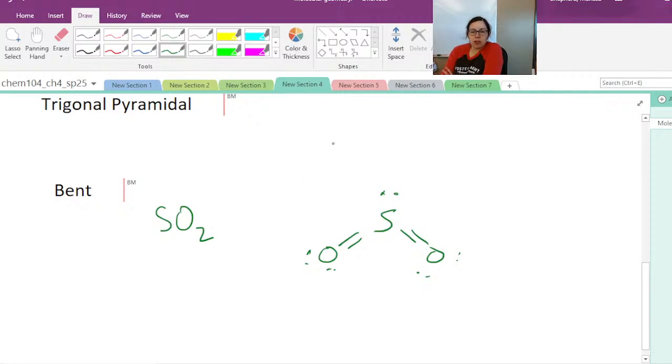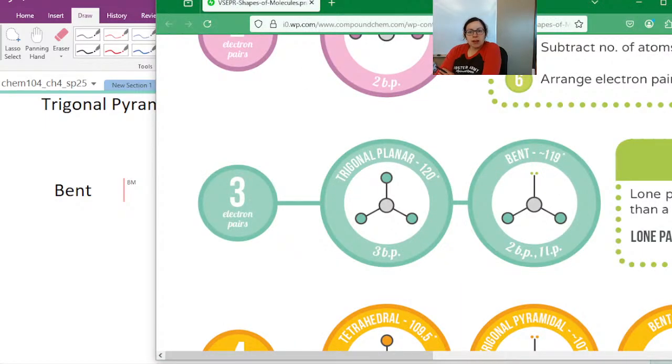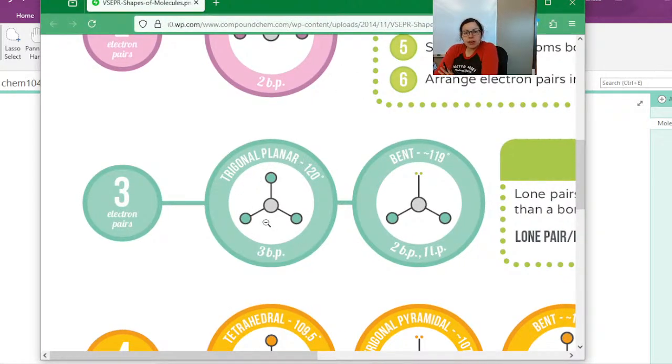So no formal charges. But let's compare that to what we were looking at. So back to this chart, trigonal planar has 3 substituents.